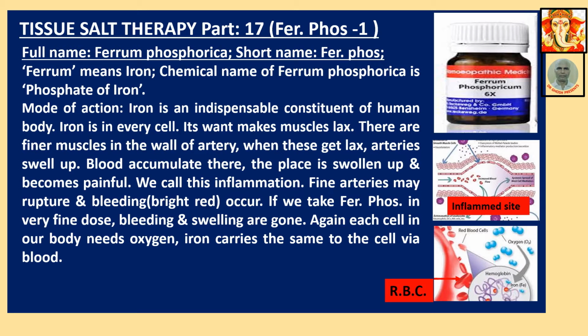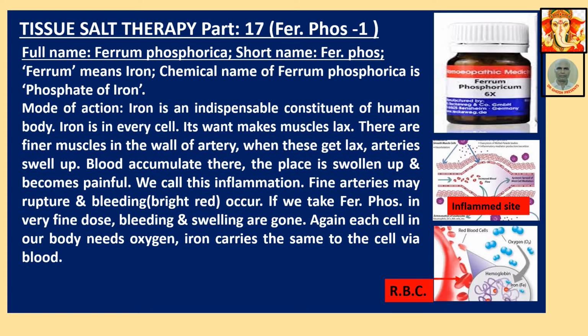Iron is in every cell. Its want makes muscle lax. There are finer muscles in the wall of the artery. When these get lax, arteries swell up. Blood accumulates there. The place is swollen up, becomes painful and red. We call this inflammation. Fine arteries may rupture and bleeding may occur. This bleeding is bright red. If we take FERRUM PHOS in very fine dose, bleeding and swelling are gone.